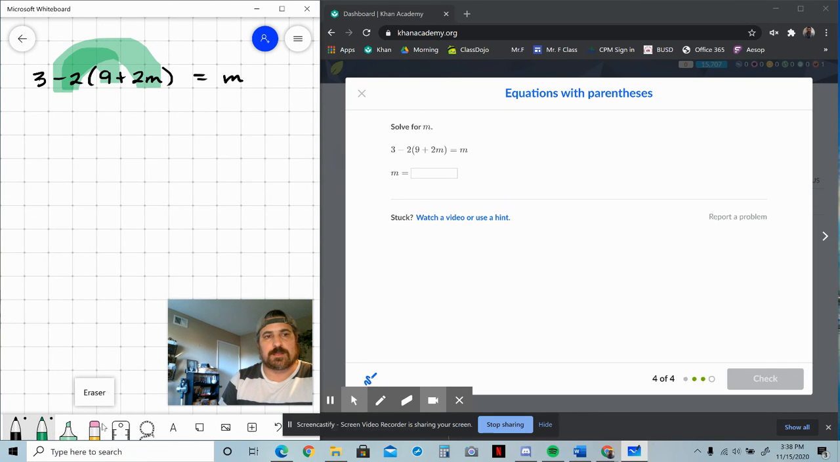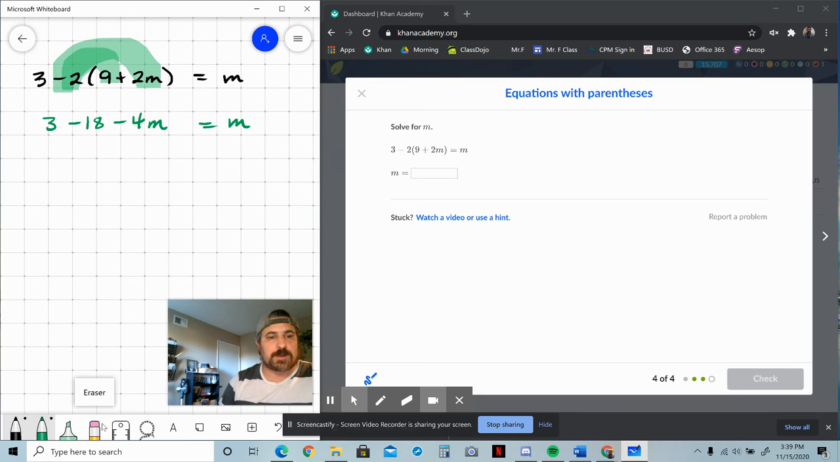So this is going to be negative 2 times a positive 9 is a negative 18. And negative 2 times a positive 2m is a negative 4m. 3 comes along for the ride, and that's equal to m. When you're doing this, what you're actually understanding, hopefully, is the concept. This is the opposite of 2 groups of this stuff. So 2 groups of 9 plus 2m would be 18 plus 4m, but it's the opposite of all that, right? So it's not 18, it's negative 18. It's not 4m, it's negative 4m, and so on and so forth.